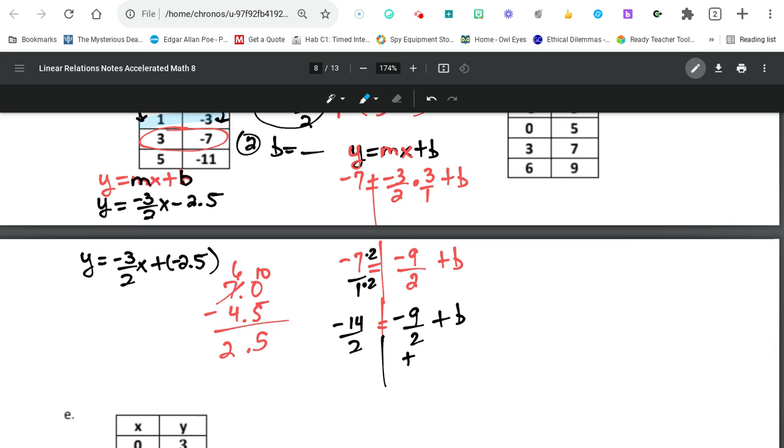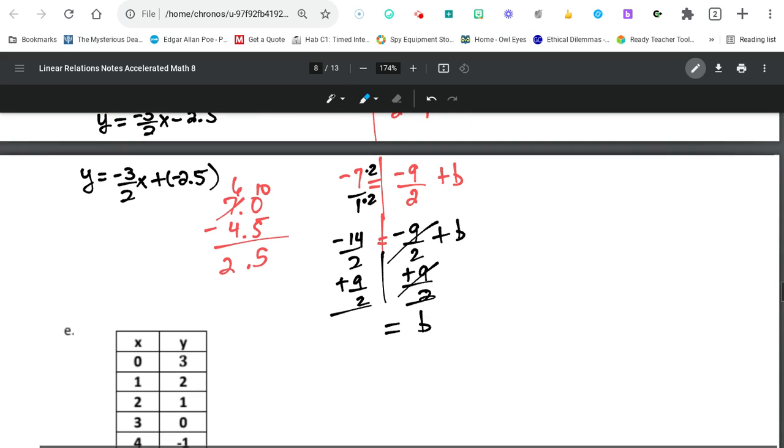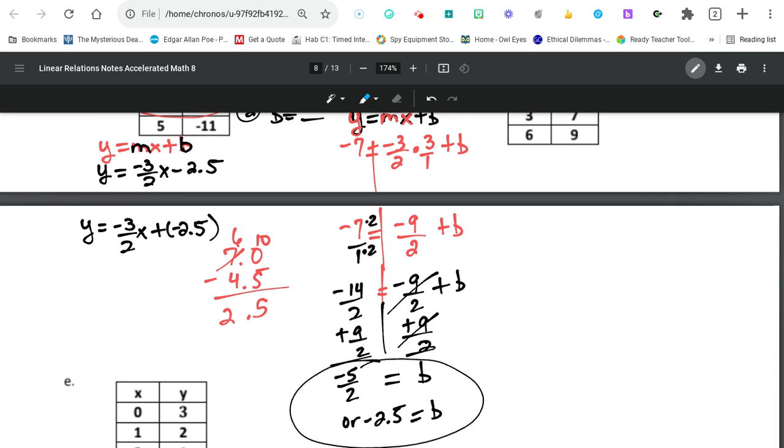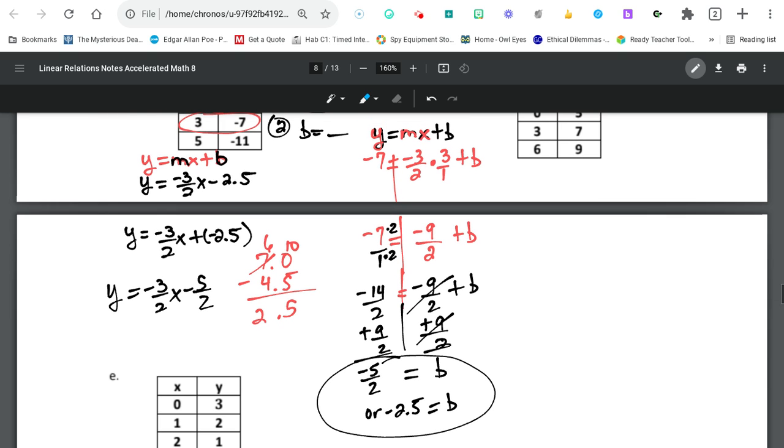And you can also work with it this way. Add 9/2 to both sides. These cancel. So -14/2 plus 9/2 is -5/2, or -2.5. Okay? So the equation could have also been written like this, guys, instead of -2.5 for b. You can write it as a decimal or leave it as a fraction. If you leave them as a fraction, you're going to have to find common denominators, okay?